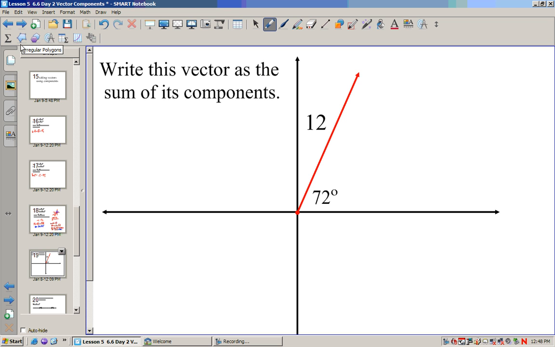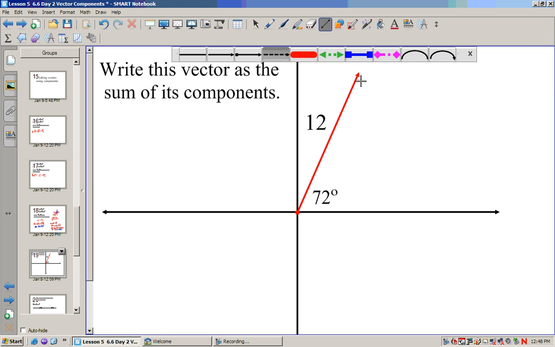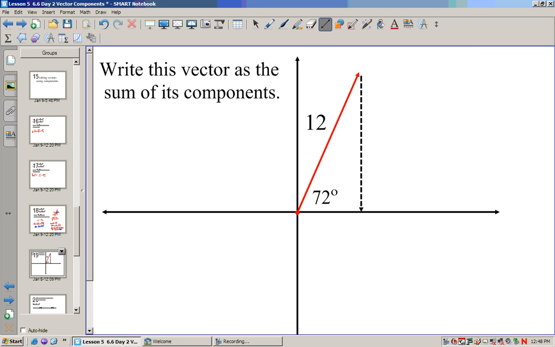Alright, write this vector as a sum of its components. So first thing we need to do is try to map this out. Let's call this x and this y. To find x, we use cosine. Cosine of 72 will be x over 12. Multiply 12 on both sides. 12 cosine of 72 will be x.